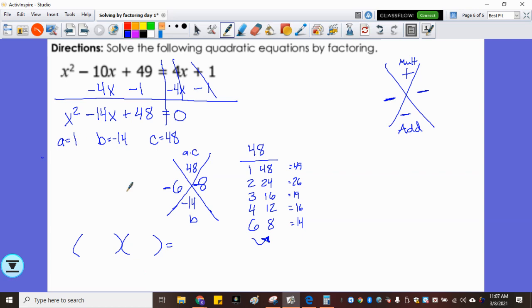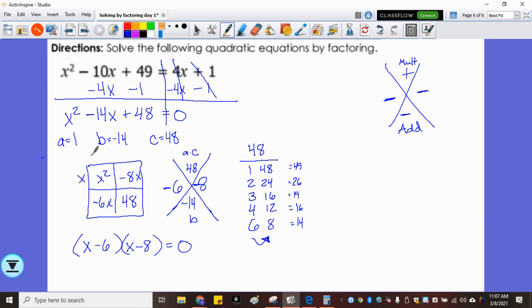Since A is 1, you can skip the box and just do x minus 6, x minus 8 equals 0. So hopefully that will save you a little bit of time today with our 8 questions. But if you don't skip the box, it still works. x is what's in common. Here, negative 8, negative 6.